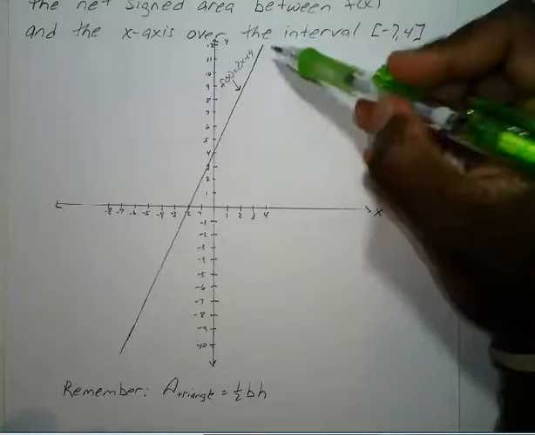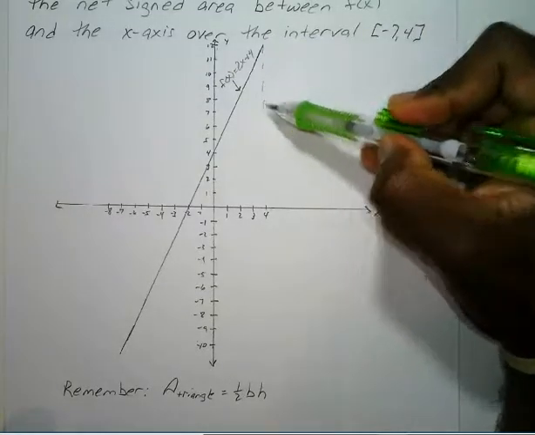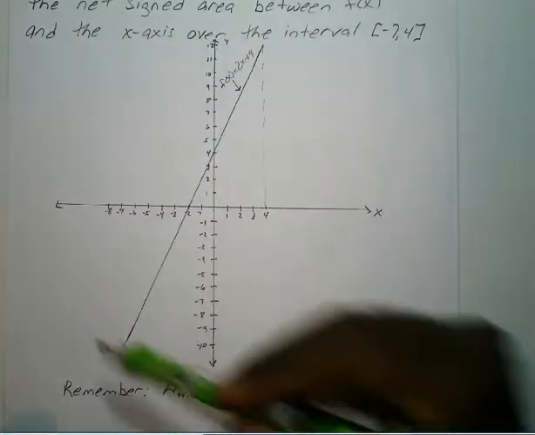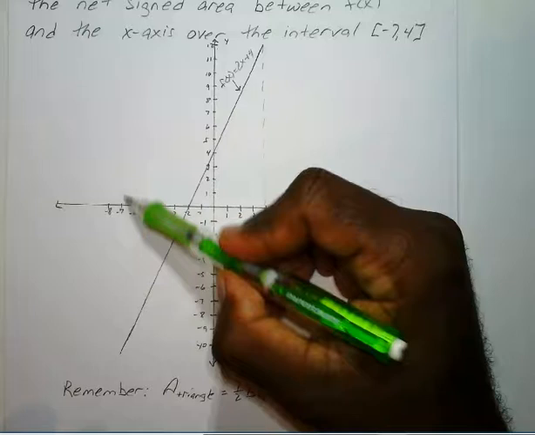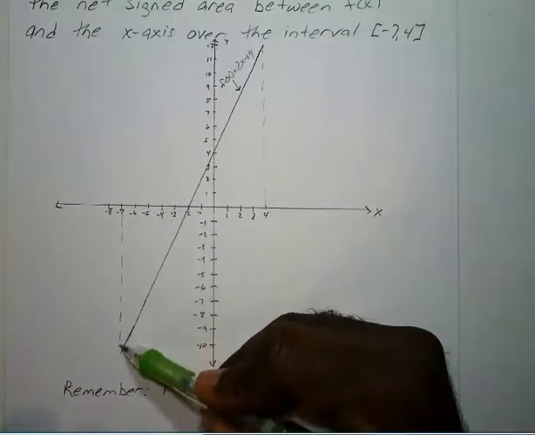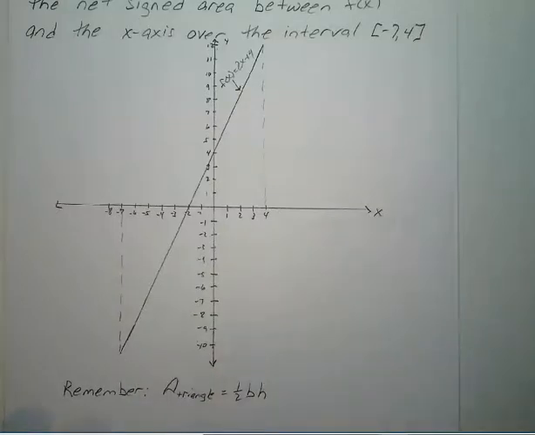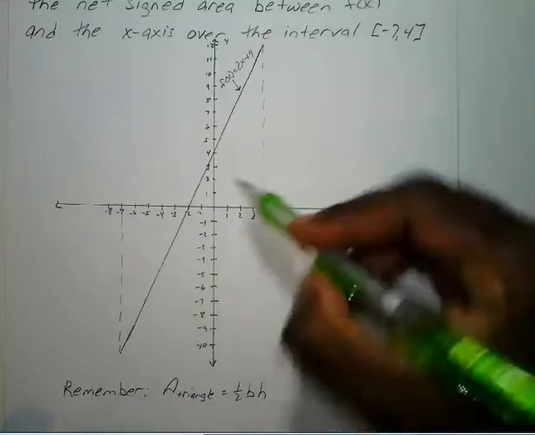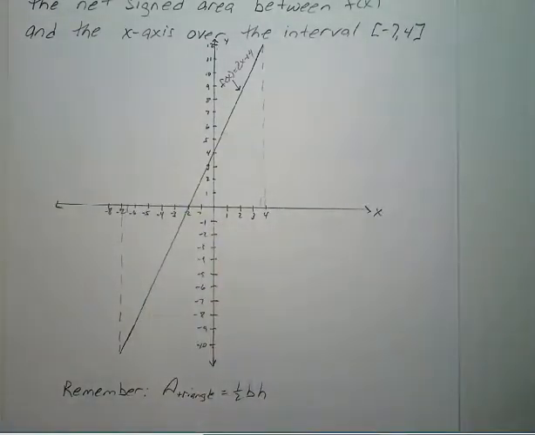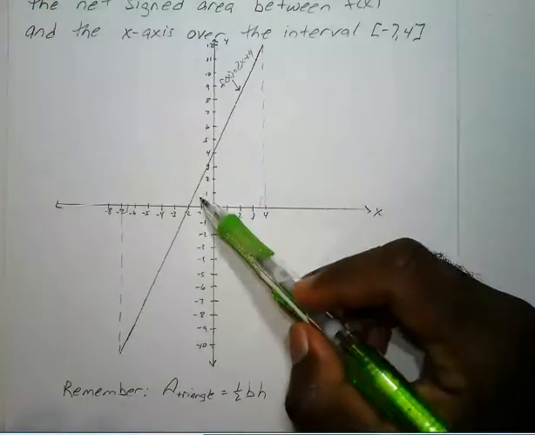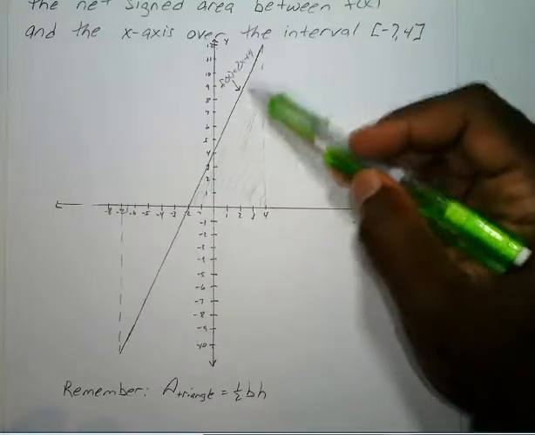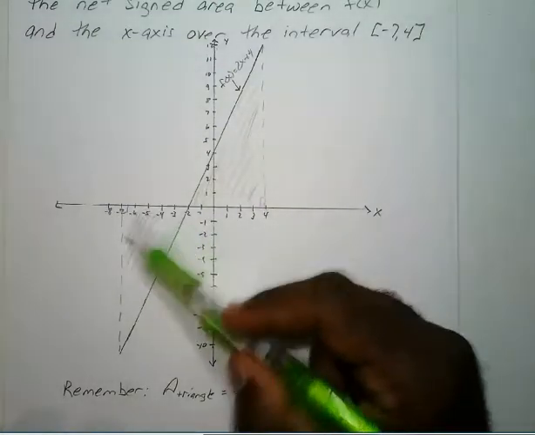What we do here is draw a line down there, and we do the same thing and draw a line here from -7 on down. Okay, so we have our triangle, and of course, it's a right triangle. We have our area above the x-axis, and we have our area below the x-axis.